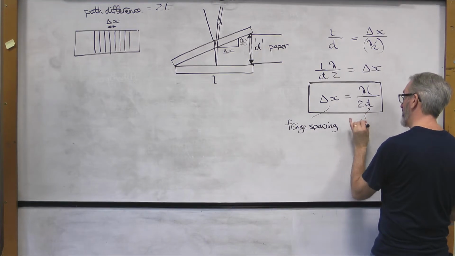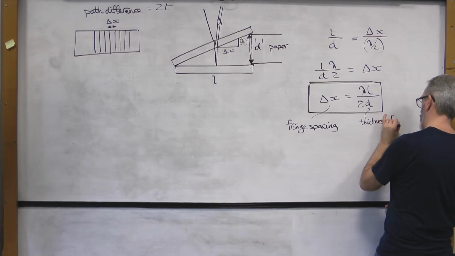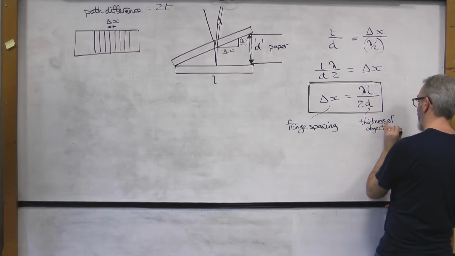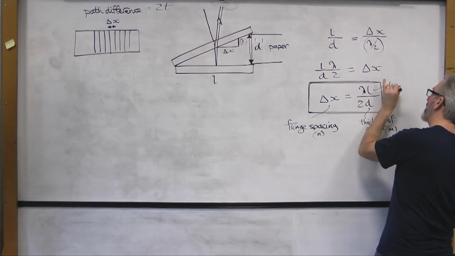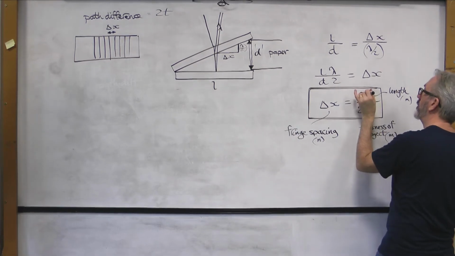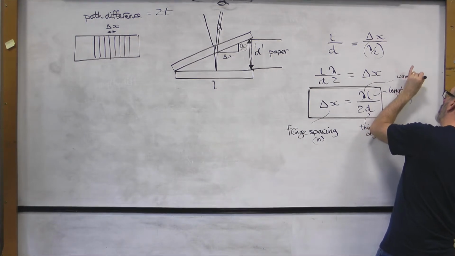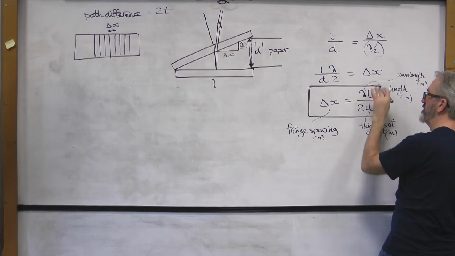D is the thickness of the paper, or the object. It might be a hair, it might be a wire, something very, very small. That's in meters. That's the length of your glass slide, in meters. And that's the wavelength of the light. It's in meters as well. Everything's in meters.